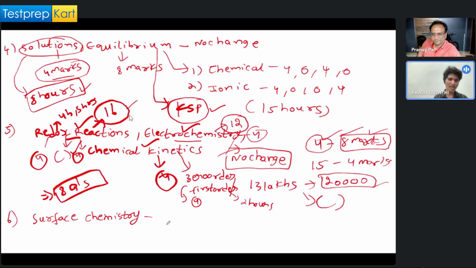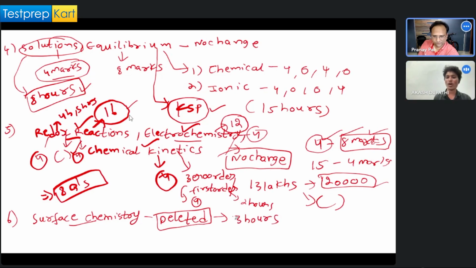And in the surface chemistry, which is my favorite chapter, because surface chemistry is very easy, sir. But this portion has been completely deleted because it is very scoring for students. Every year, every shift, there is a question from the surface chemistry. The entire portion has been deleted, and mastering surface chemistry will not take more than 3 hours. Very easy topic, but this topic has been deleted entirely. Okay.